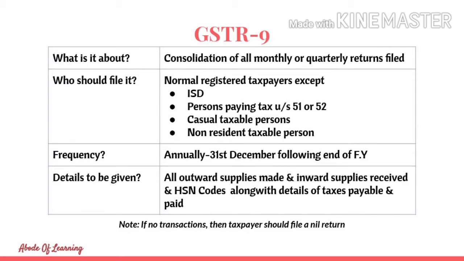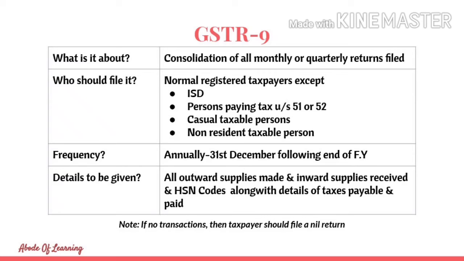GSTR 9. It is an annual return which has to be filed by normal registered taxpayers by 31st December after the end of a financial year. That is, 31st March is when the financial year ends. For the financial year 2019-20, ending 31st March 2020, the GSTR 9 has to be filed by 31st December 2020. Now, who are supposed to file this? Normal registered taxpayers are supposed to file this return, except, means these people are not supposed to. The next coming list are not supposed to file.